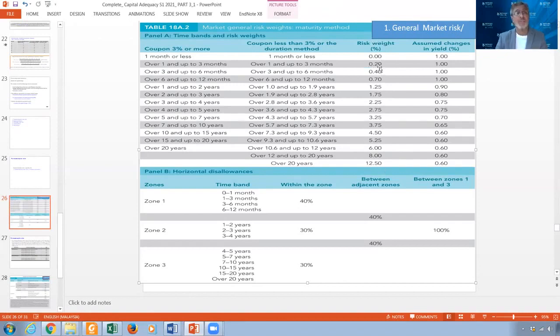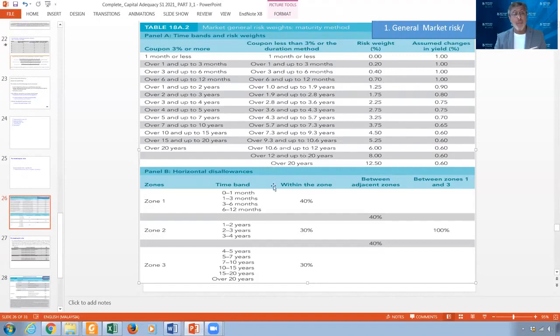So if it is 20%, 40%, as you can see, according to the time bands, which are the time horizons of those investments. So I have to take my investments according to their maturity and divide them here and calculate the risk weights. I will take the position and multiply it by the risk weights. This is for the market risk.